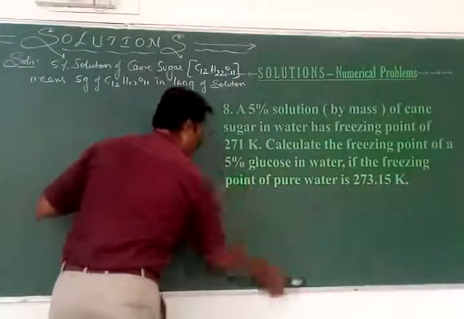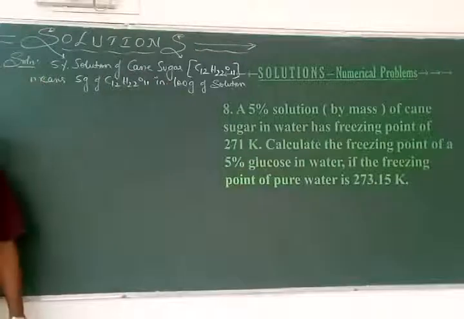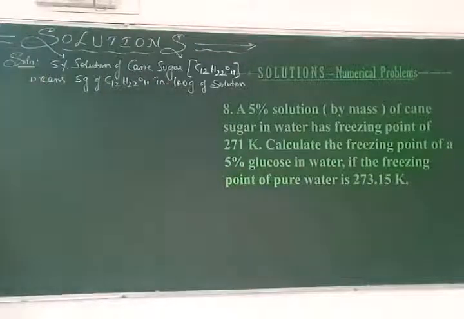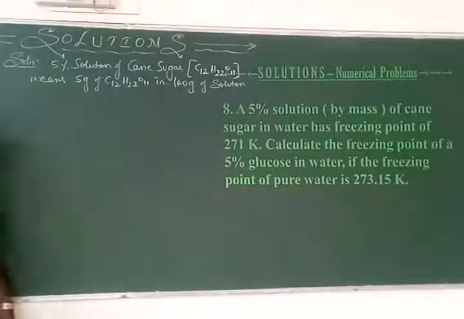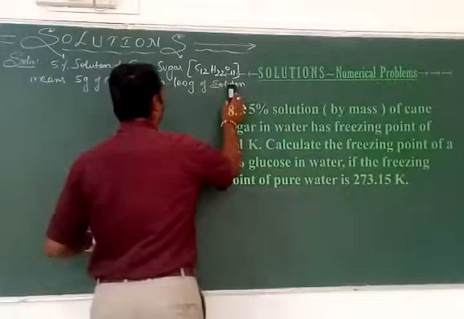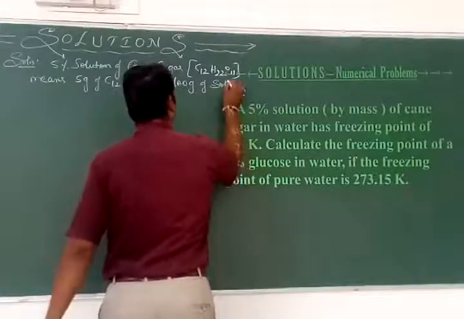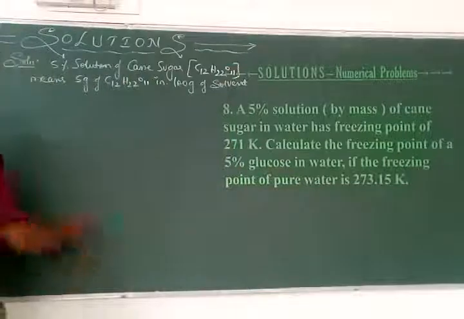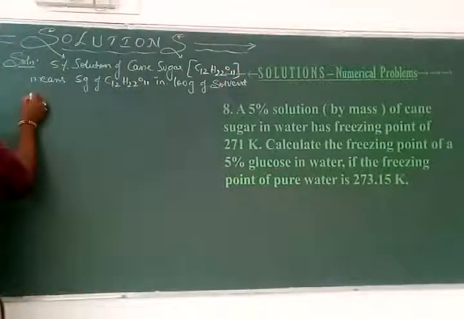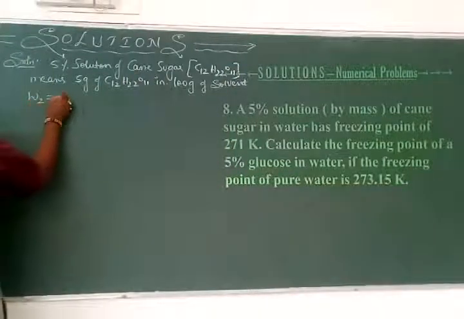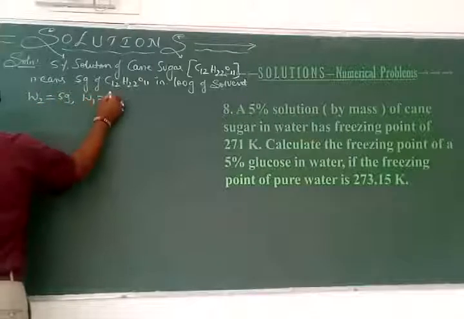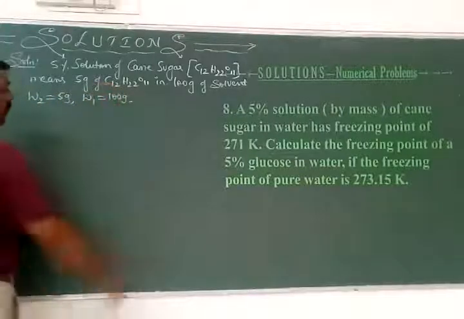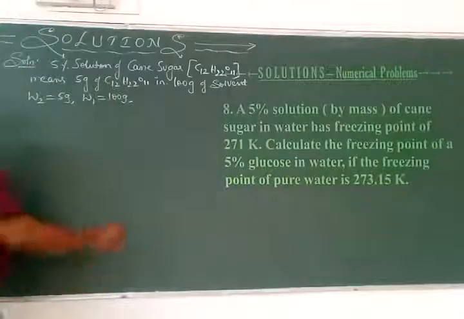What is the freezing point of which one? Calculate the freezing point of that particular solution. That is delta TF we have to find out here, with W1 as 100 grams of the solvent. Okay. Now, in this case, W2 is equal to 5 grams and W1 is equal to 100 grams.